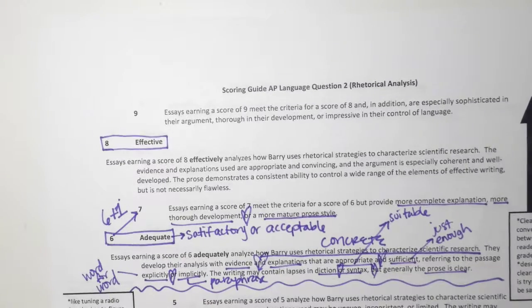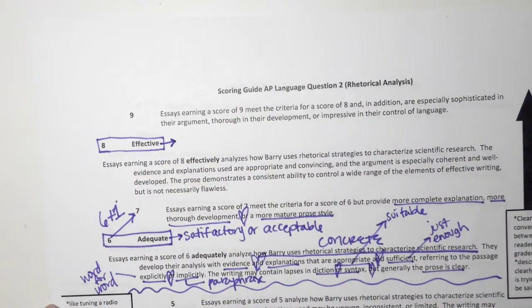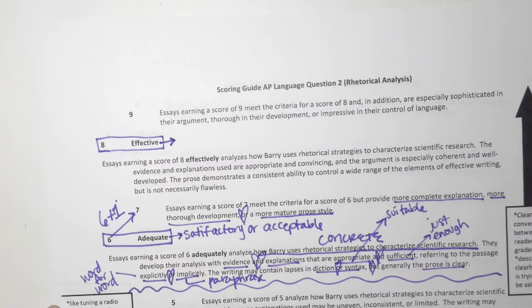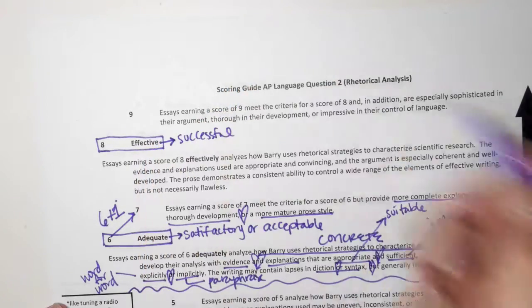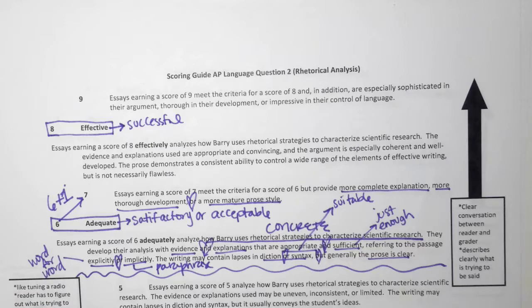All right, so now we're going to move to an 8. So Brene, what does effective mean? Successful in producing a desired, intended result. Okay, so an 8 is successful. There is a difference between being satisfactory or successful. Big difference. Okay, there's a big jump here.